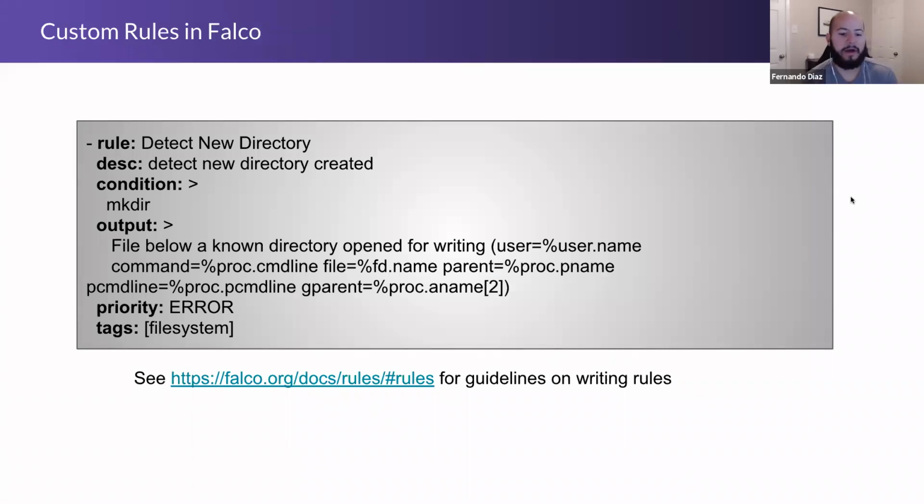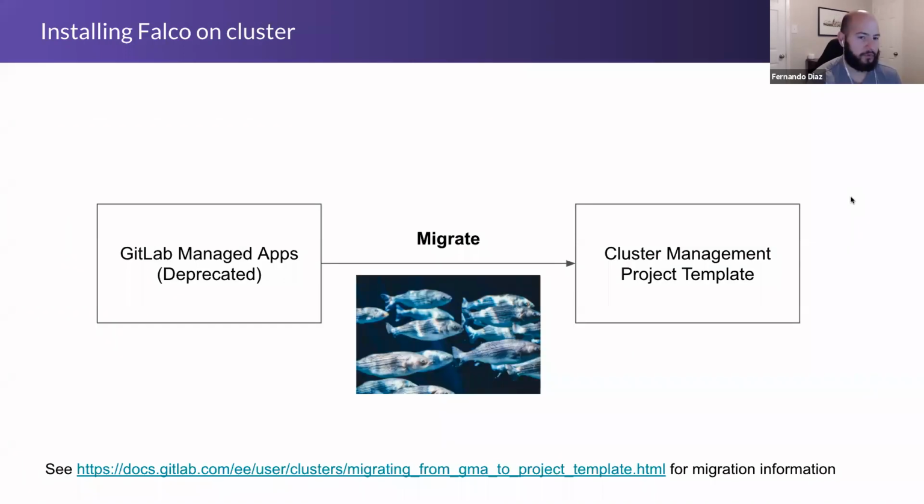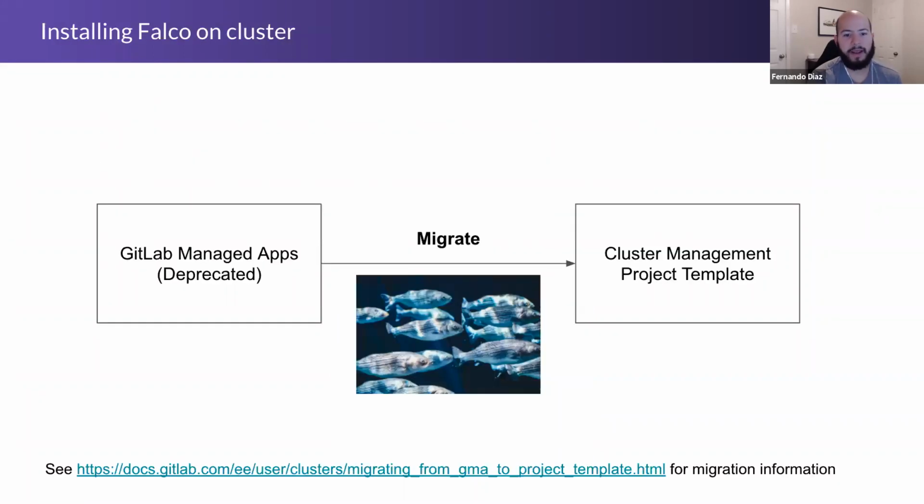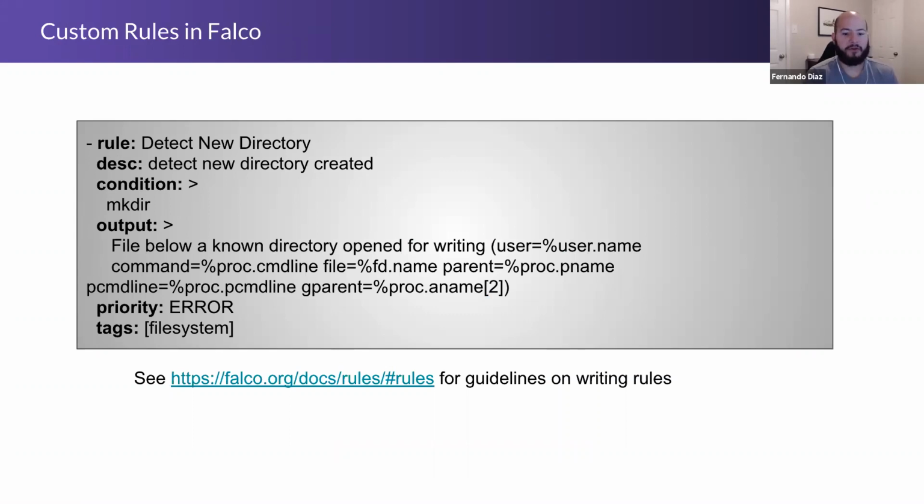So, custom rules in Falco. You saw some of the rules that are already on there and already default, but what if we want to add something specific? Falco has some guidelines as to the syntax of how you write rules. So for example, this is a rule where we're going to detect just any directory being created. You see I had the rule, I had a description of it, and you can see that the condition for this rule is mkdir. So it's anytime the mkdir command is run, which creates a directory.